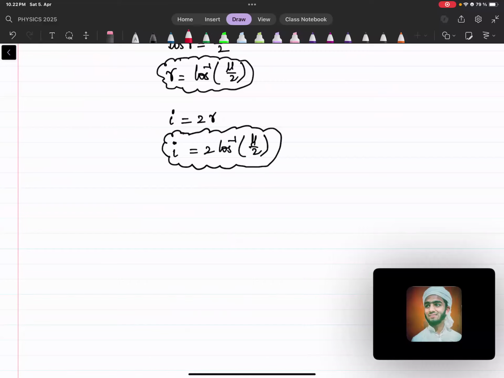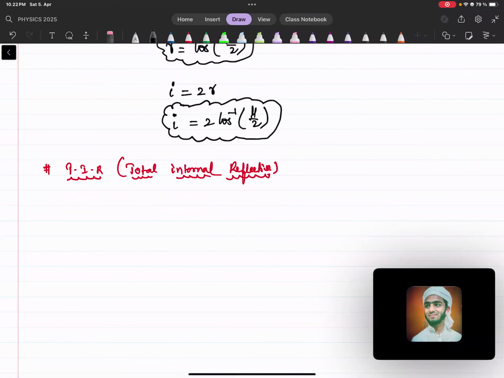Next one, first one, TIR. What do you mean by TIR? Total internal reflection. What is the condition for total internal reflection, beta? Anyone? What should be the condition for TIR? Light should always move from which medium to which medium? Denser medium to rarer medium. That is the condition. Light must go from a denser medium to a rarer medium. This is the condition you need to remember.